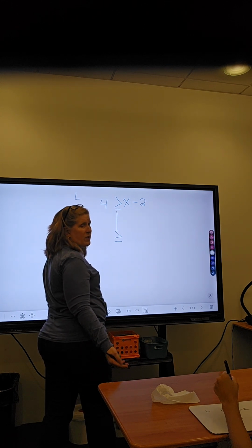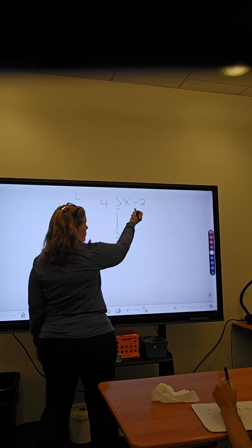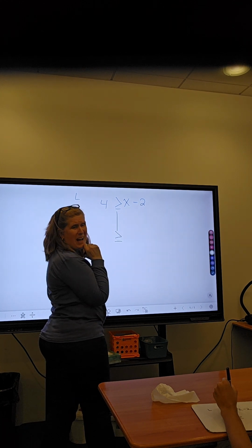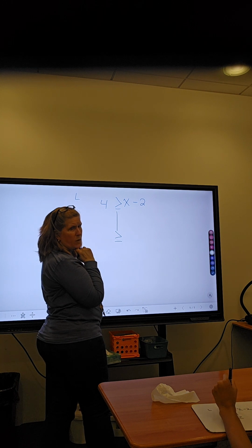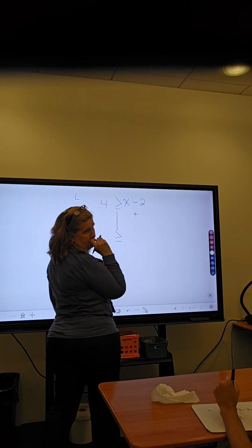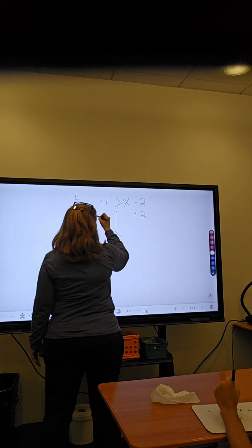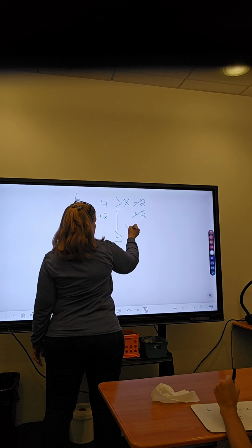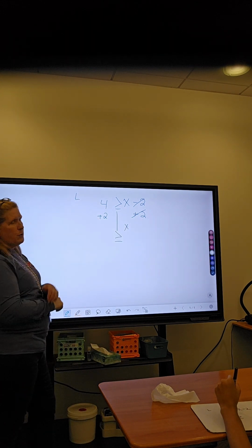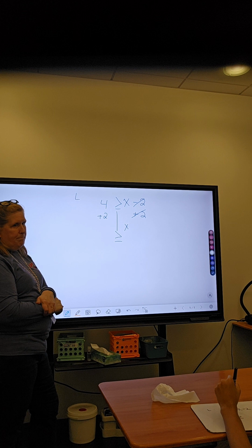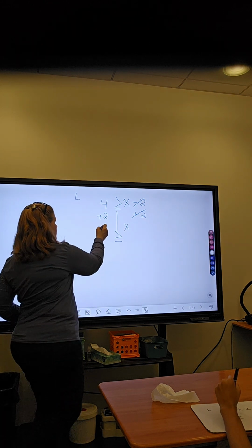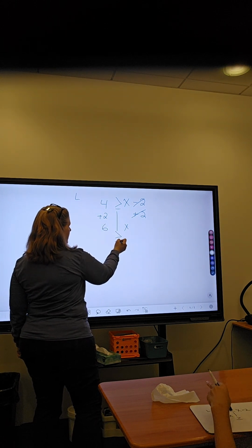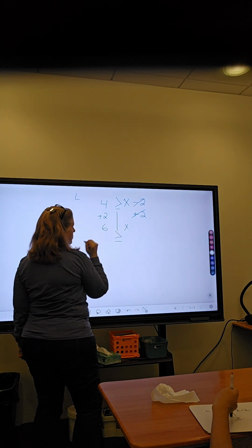So in our class, we've been told to move all the numbers over. So x minus 2. I'm going to need to use inverse operations to move it to the other side. What's the opposite of subtract? Add 2 to both sides. That gives you x on this side. What does it give you on the other side, Ryan? 4 plus 2? Oh, 6. It gives you 6. All right. 6 is greater than or equal to x.